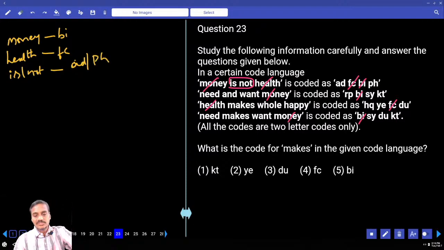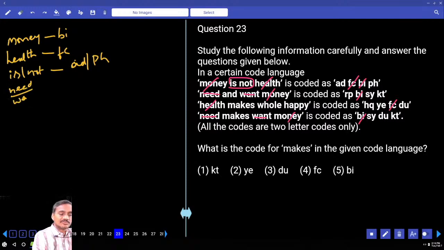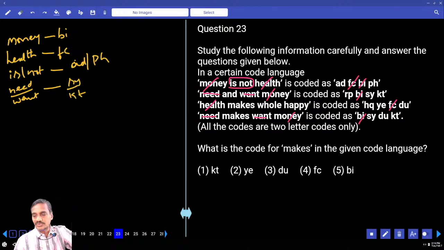Then next one, check out 2 and 3. Need and want, there is no word which is common here. At the same time, need and want are the two words that are common between the second and the fourth. Hence the words and the codes cannot be identified separately. Then tell me what is the code we have? SY and KT, in any order, for need and want.